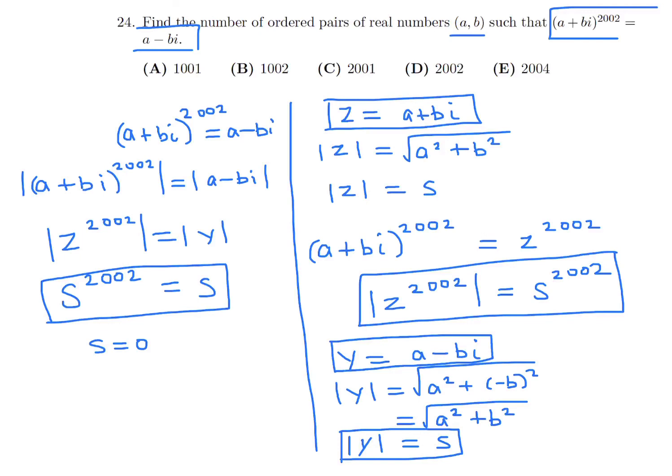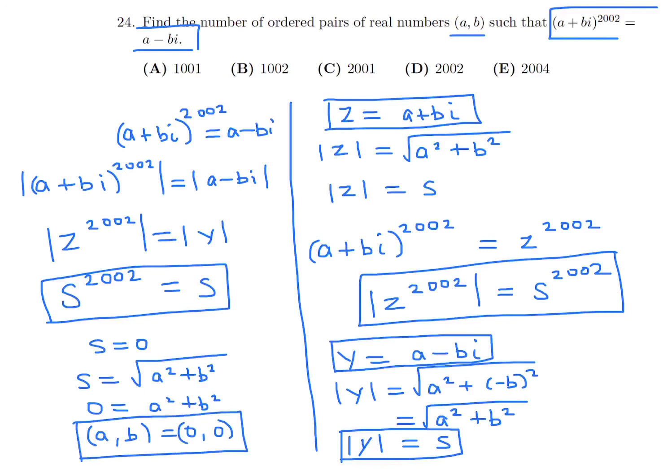Well, s is the absolute value of z, which is equal to the square root of a squared plus b squared. So if s is 0, that means a squared plus b squared is 0. And the only way that's possible is if a and b are both 0. That's the only possibility. So we have 1. So the answer choices are not even close to 1. So obviously there's a lot more.